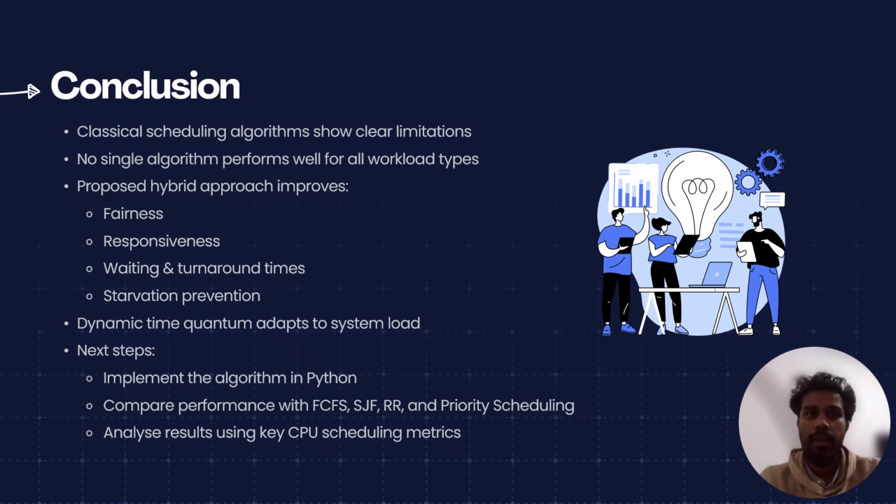Here is the conclusion page. In conclusion, classic scheduling algorithms struggle with diverse workloads due to issues like long waits, starvation, poor responsiveness, and high overhead. The proposed hybrid approach, combining priority scheduling, round robin, and dynamic quantum adjustment, aims to improve fairness, performance, and adaptability, with future work involving a Python implementation, simulation, and comparison against traditional methods using key performance metrics.